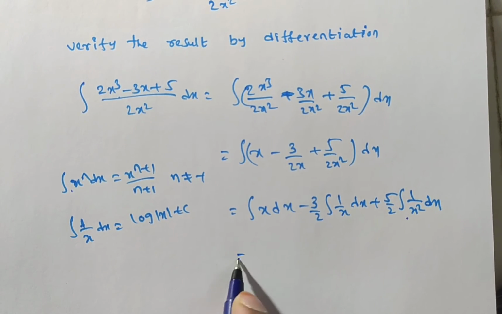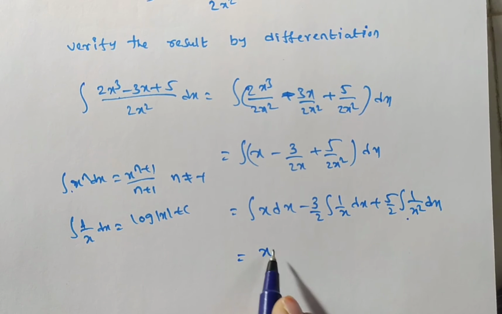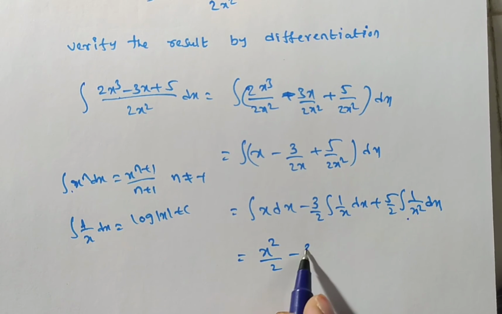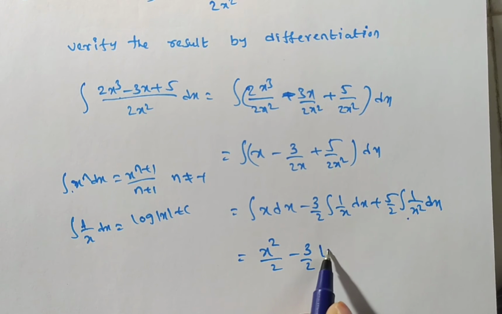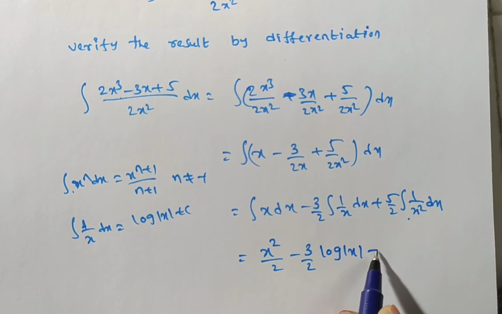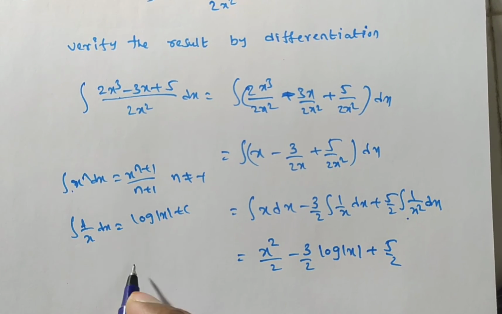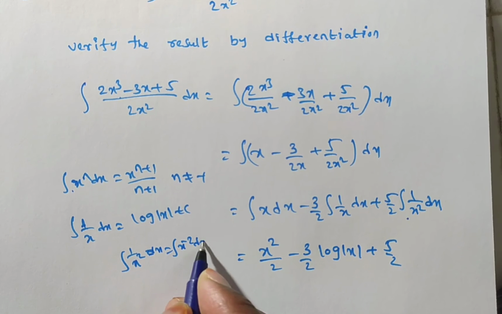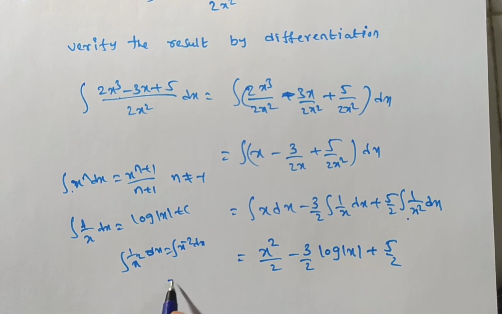So you observe now, the integration of x is x power 1 plus 1 by 1 plus 1, that is x power 2 by 2, minus 3 by 2 times the integration of 1 by x, which is log mod x, plus 5 by 2 times the integration of 1 by x square, which you can write as x power minus 2 dx. Minus 2 plus 1 by minus 2 plus 1, x power minus 2 plus 1 by minus 2 plus 1.